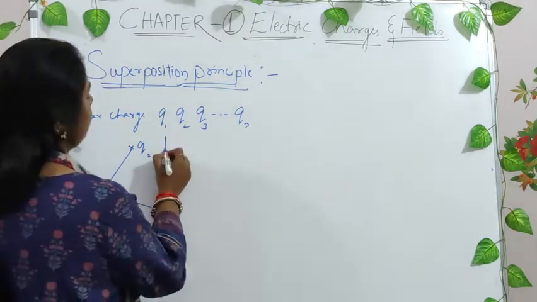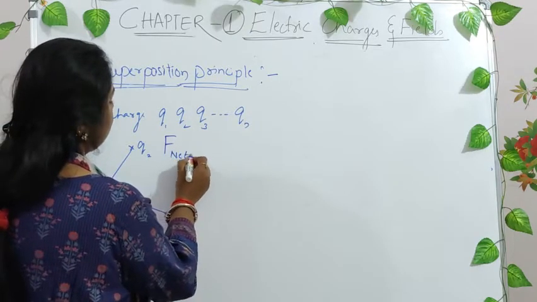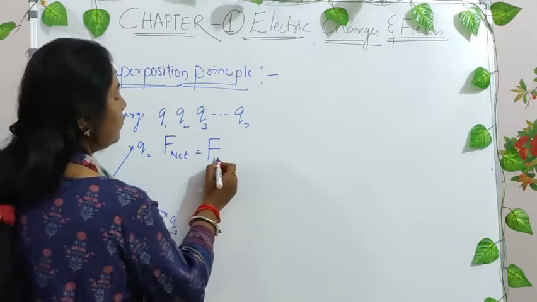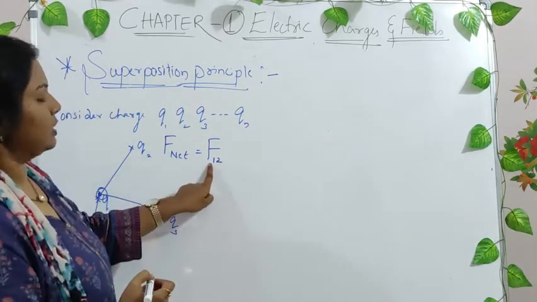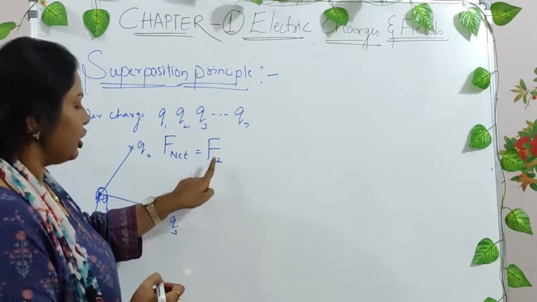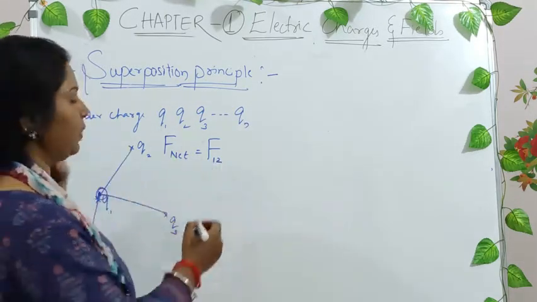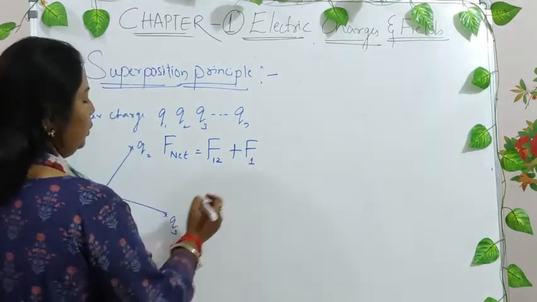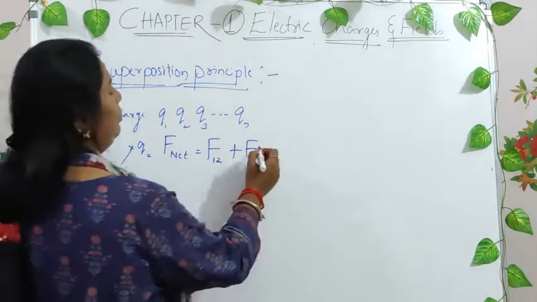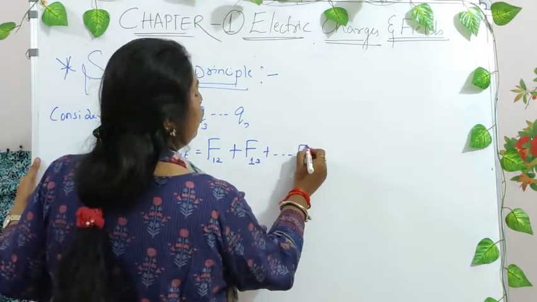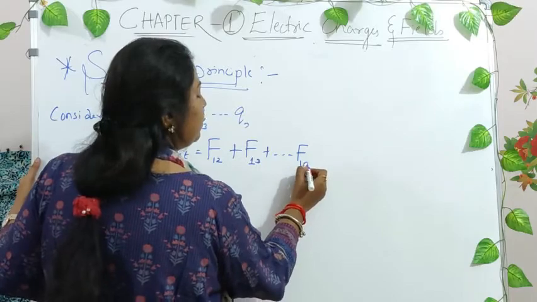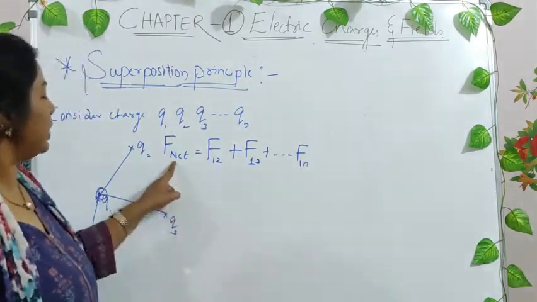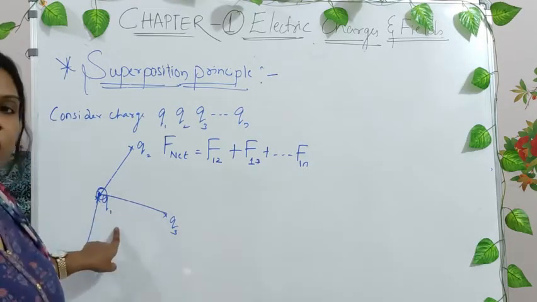Now what is the net force? How can we write the net force on charge 1? It is the force on charge 1 due to 2, right? These notations are represented like this: force on charge 1 due to 2, plus force on charge 1 due to 3, plus so on up to the force on charge 1 due to the nth charge, right? This is the net force present on this particular charge, say Q1, right?